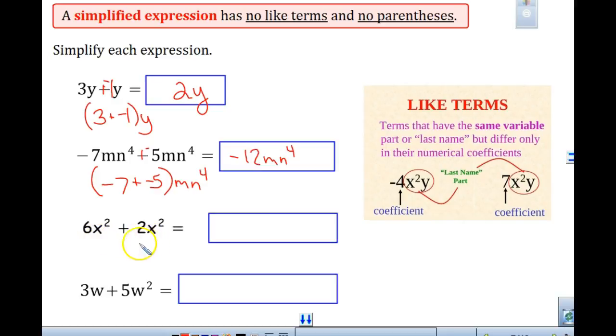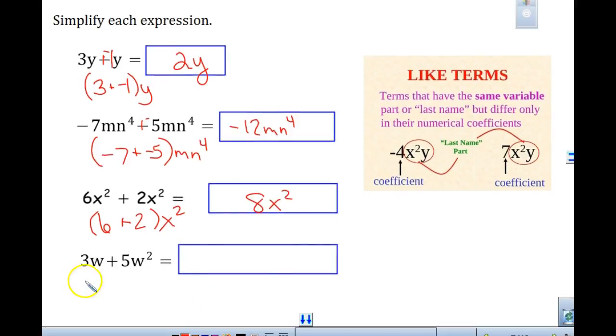Jessica, the next one. Do I have like terms? Yes, so I'm going to put the x squared and add what coefficients? 6 plus 2. My answer for that, Jack, to you over here. 8x to the 2nd. Yes. Last one. Can we add it? No. My answer, if I asked you to simplify, is 3w plus 5w squared.